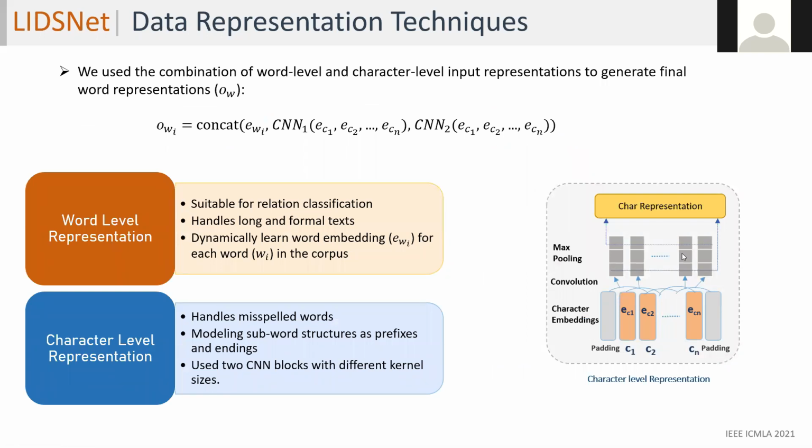Talking about data representation techniques, we use the combination of word level and character level input representations to generate final representations. This is because word representation is suitable for relation classification, but normally it does not perform well on short informal text, whereas character representation effectively handles misspelled and out of vocabulary words. In our model LIDSNet, we use 2 CNN blocks with different kernel sizes to capture multiple character level n-gram features, which are then concatenated with pre-trained word embeddings.